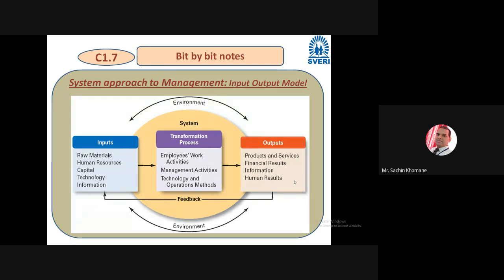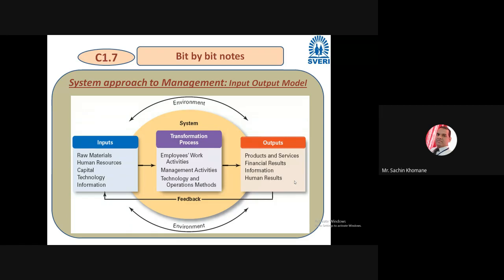And if output is not satisfactory, then that feedback will go to input, and the manager has to change the input. If product quality is not good, then that person has to change raw material. He has to procure good quality raw material. If rejection rate is more, he has to change the manpower, or he has to train the manpower. Getting? So this approach is there in industry related to management. And this is a system. That's why the heading of our discussion is system approach to management.